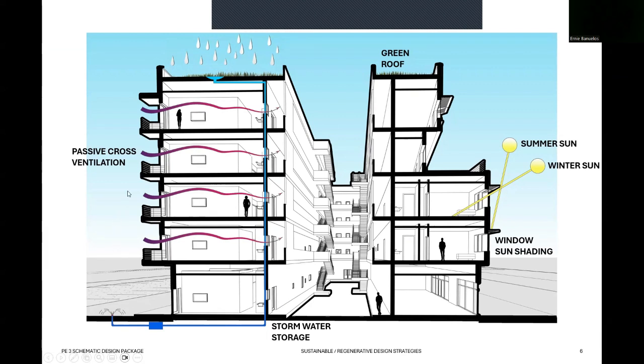So here we get a better view of everything. We have that passive cross ventilation, green roof. We have our sun shading devices, which are pretty effective in the summertime, and then we have our stormwater storage.